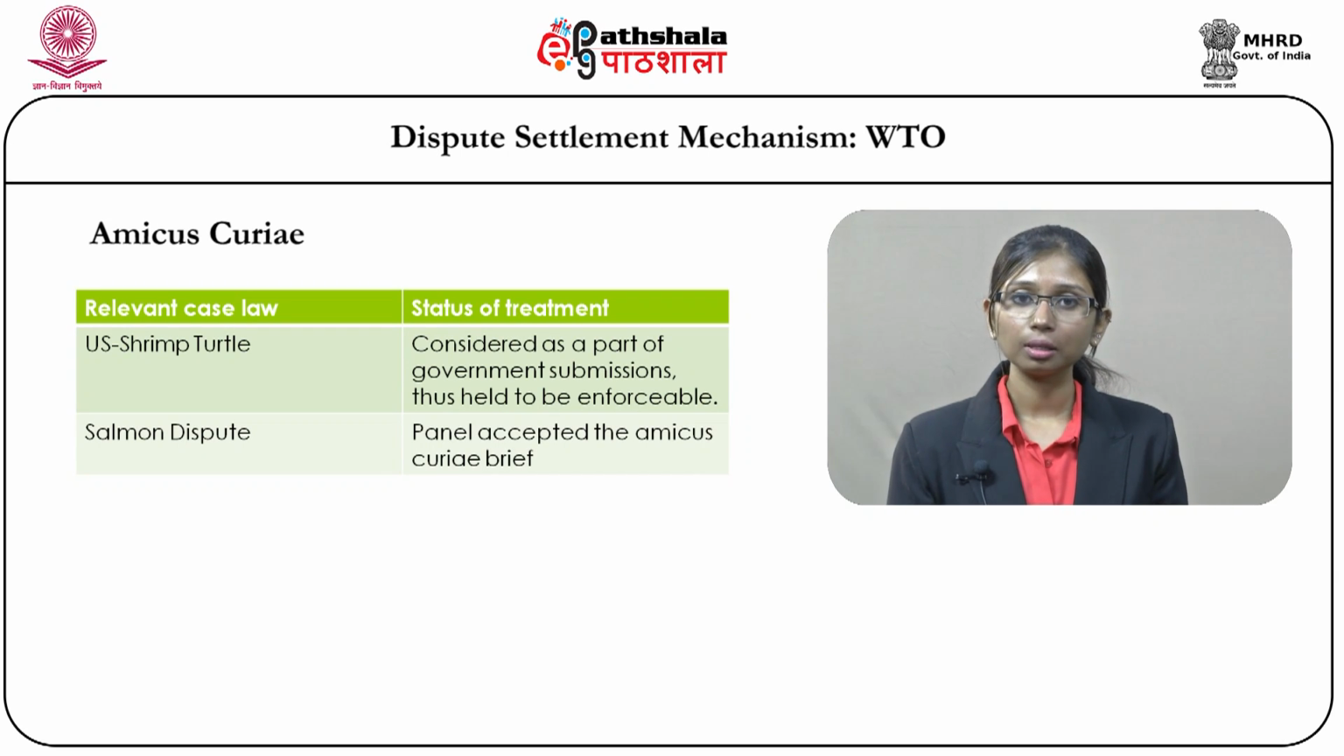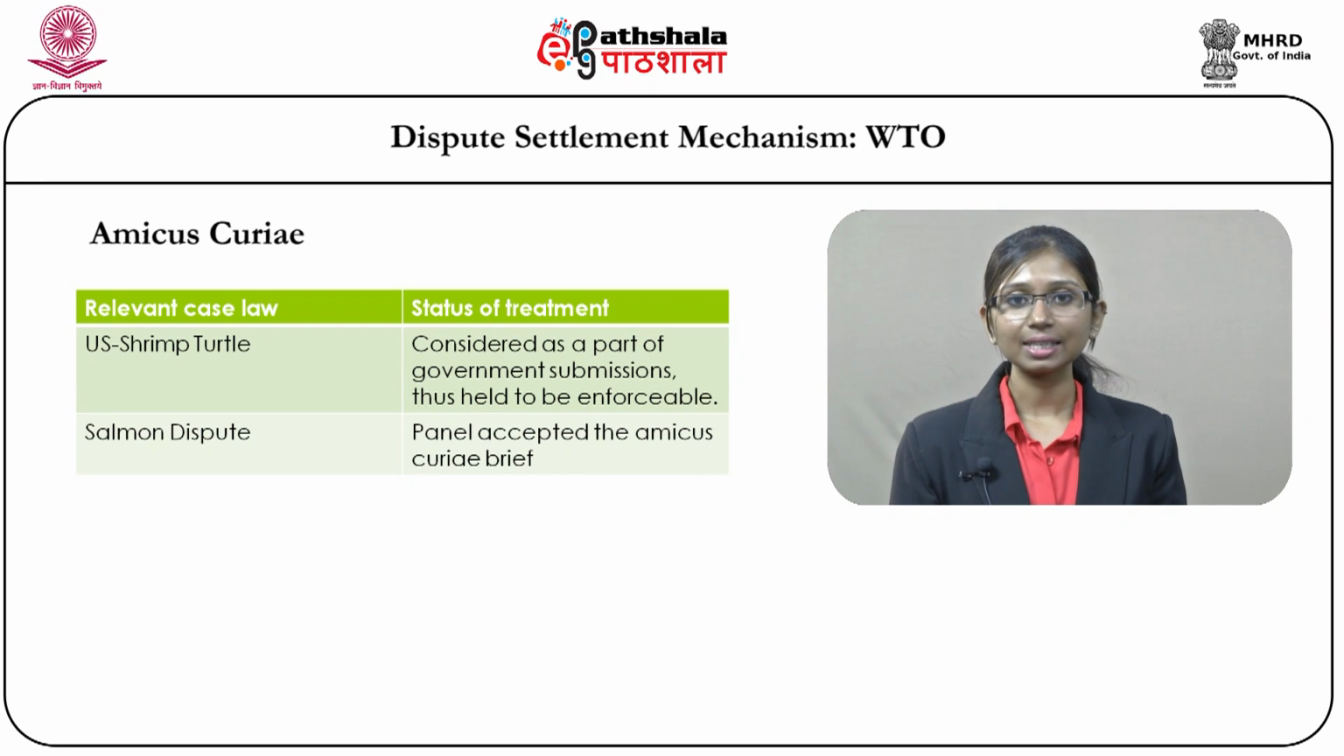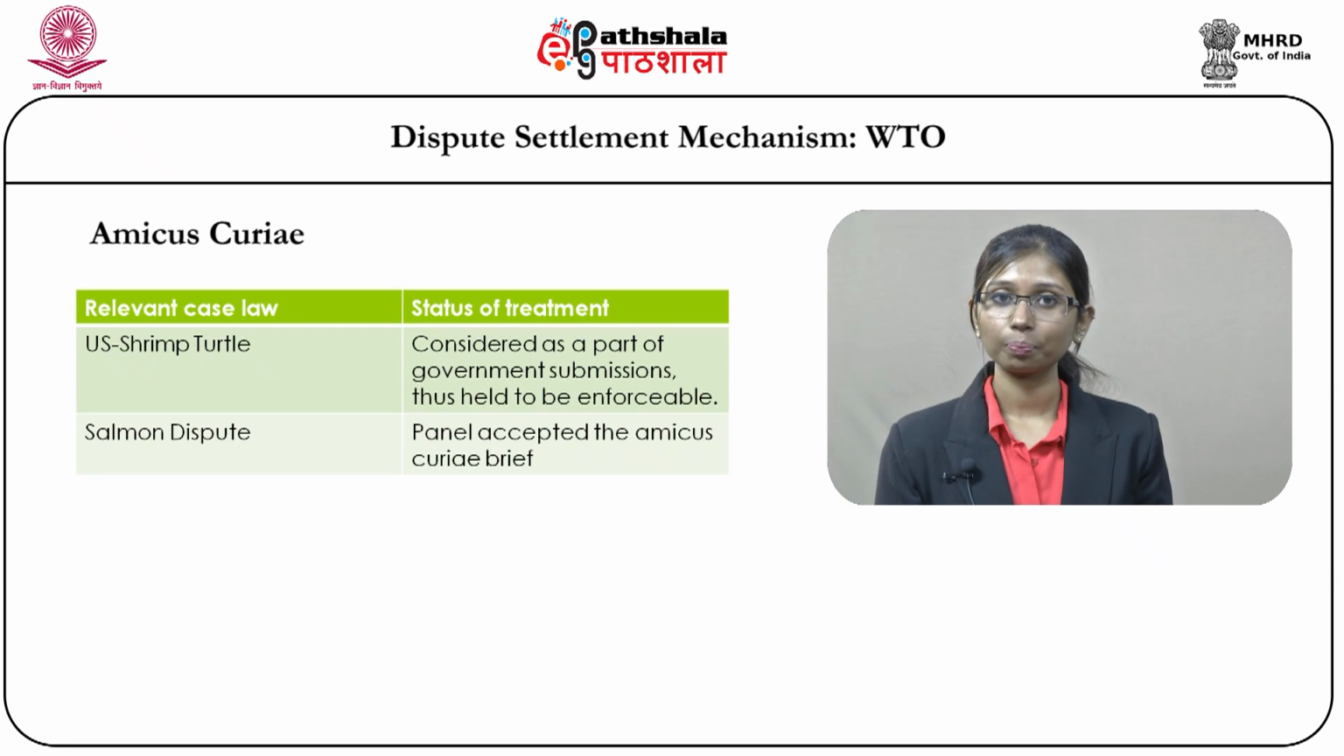In turn, the Appellate Body considered the intervention by amicus curiae as a part of the government submission and thus held it not to be admissible as a separate amicus curiae. However, in the Salmon dispute, panels accepted an amicus curiae brief and allowed such parties to proceed for adjudication.